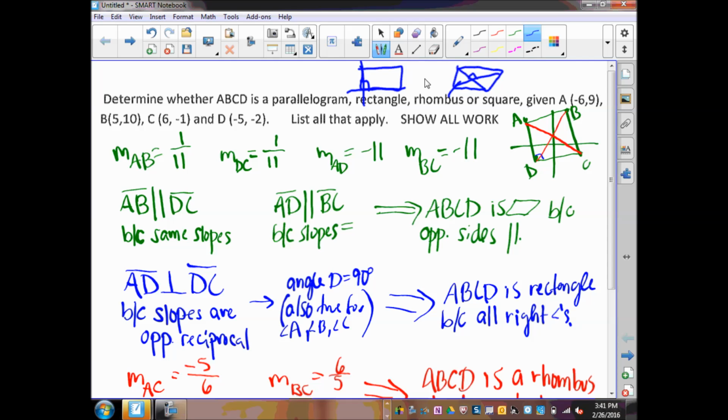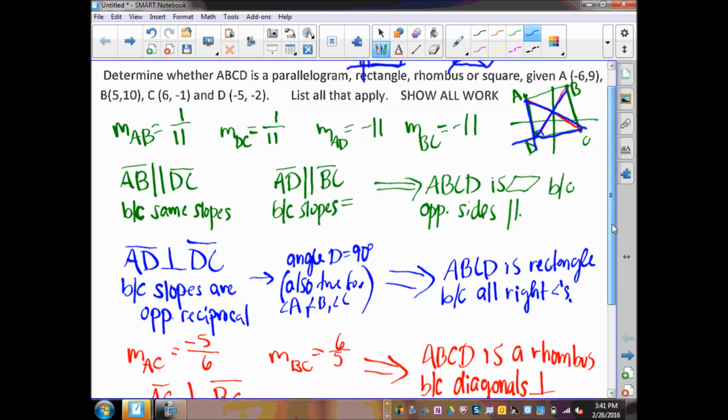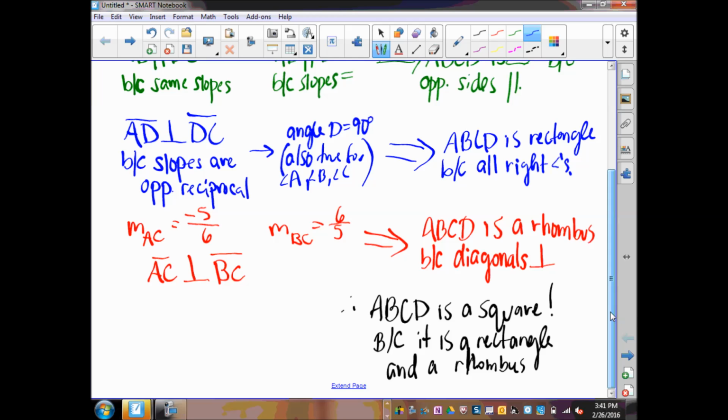So this is just the warm-up that we did in class, just recapping that. In order to check that it's a parallelogram, we need opposite sides parallel, meaning same slopes for those. For it to be a rectangle, our intersecting sides need to be perpendicular so that they intersect at a right angle. And then for it to be a rhombus, our diagonals need to be perpendicular. So we had to find new slopes for that. If all those are true, then we know it's also a square since it's both rectangle and rhombus.